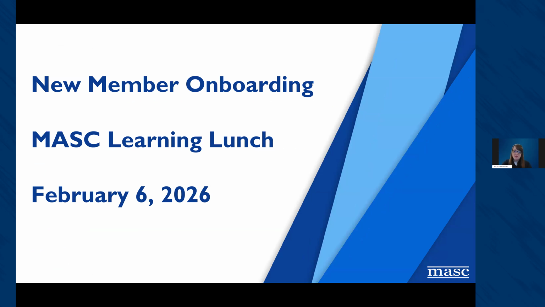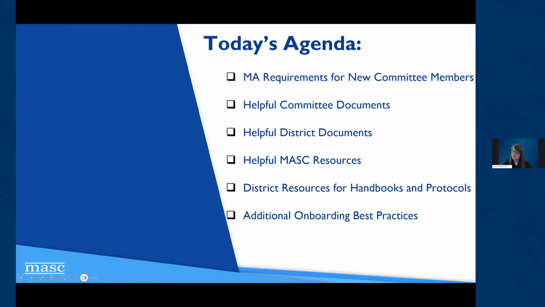So what we're going to walk through today is, we're going to start with the Massachusetts requirements for new committee members. We're going to go through some helpful documents from the committee side that you can provide your new members with, and then some helpful documents from the district side that will also help your members get up to speed. Then we'll talk about some MASC resources. I will share some district resources for handbooks and protocols and some onboarding best practices.